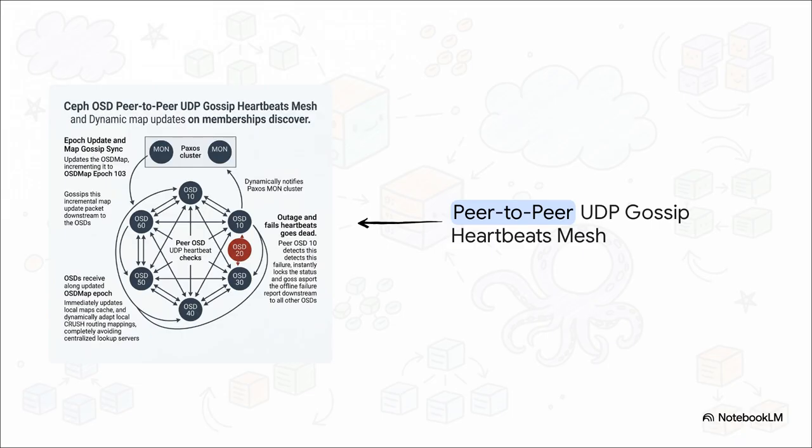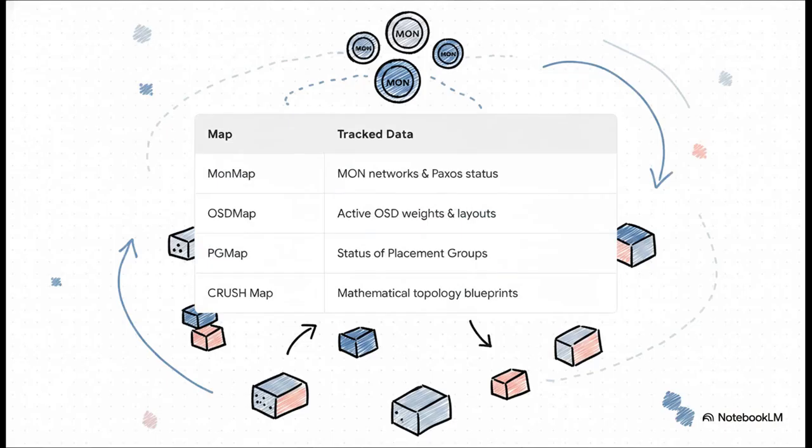If an OSD goes down, its neighbor instantly detects the failure. It locks the status and gossips the offline failure report downstream to all other peers while notifying the monitor cluster. The nodes then dynamically adapt their local CRUSH routing map on the fly, completely avoiding central lookup servers. Now, I just mentioned the monitor cluster, or MONs. But wait a second, didn't I just say Ceph is masterless?